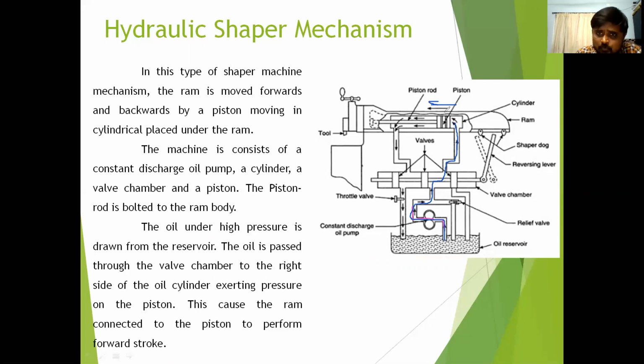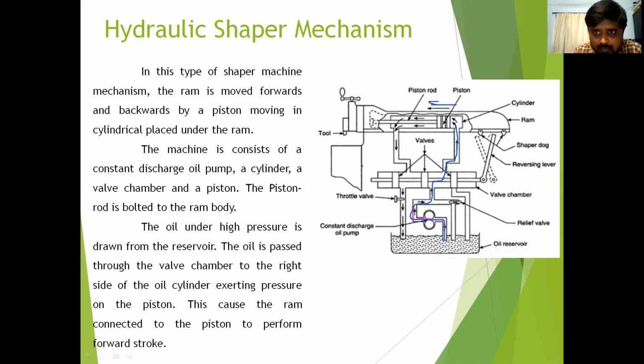When the piston is moving in this direction, automatically whatever oil is in front of the piston will be sent to the oil reservoir through the throttle valve. Now, after completion of this forward stroke, if the ram is moving like this, the shaper dog will hit the reversing lever.